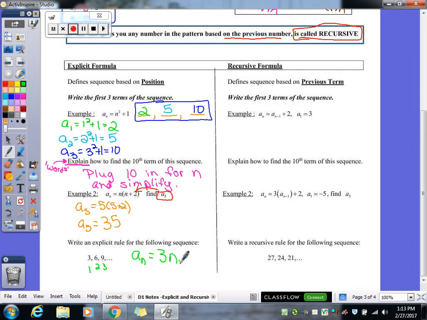So let's take a look at our recursive formula over here. They want us to find the first 3 terms of this sequence. Here's our recursive formula. Now, the one thing about the recursive formula is they always have to give you your first term. So this a sub 1 equals 3, that is our first term. So when they tell us to find the first 3 terms, they already give us the first one. So really, how many terms do we have to find? 2.